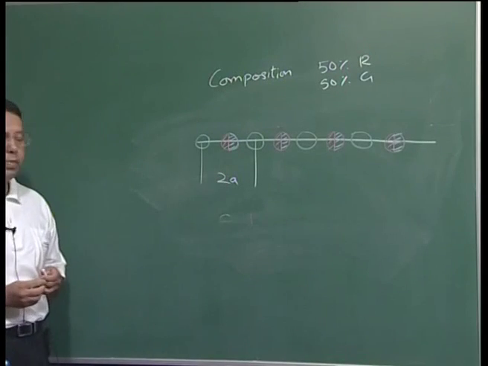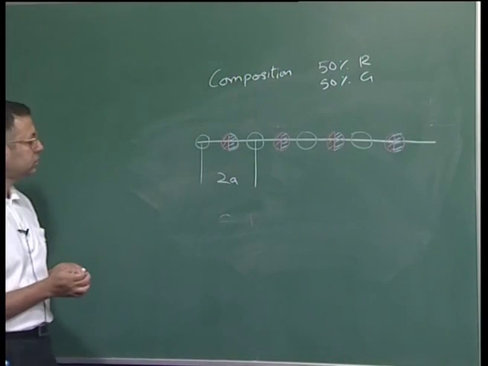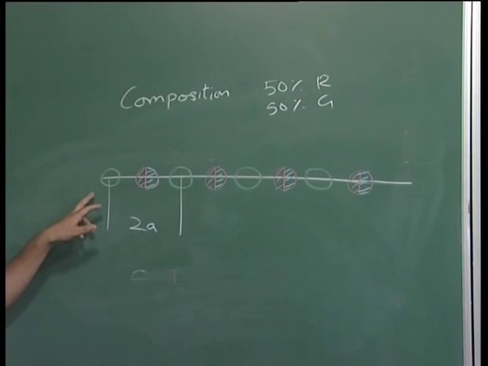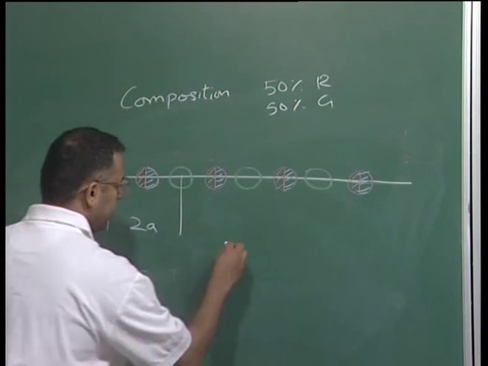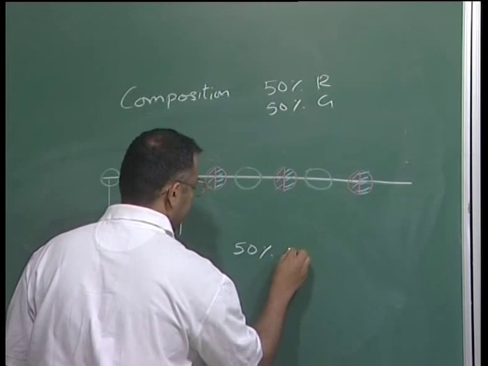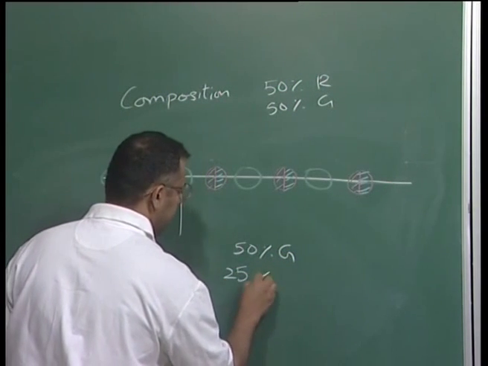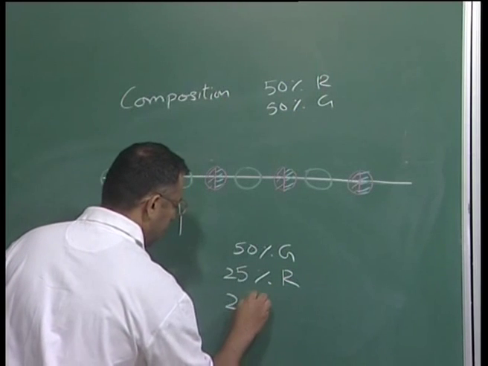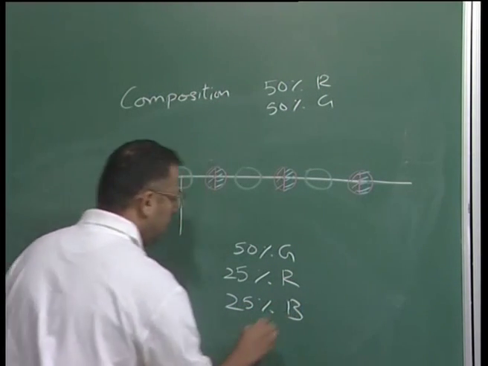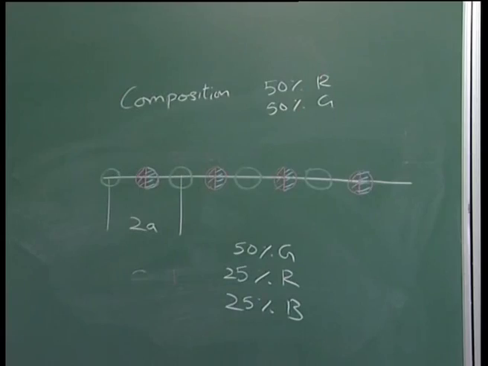So this is a kind of picture wherein I have stoichiometry of 50% green, 25% red, 25% blue, right. Let me write that down here: 50% green, 25% red, 25% blue. One of these sublattices is completely ordered.